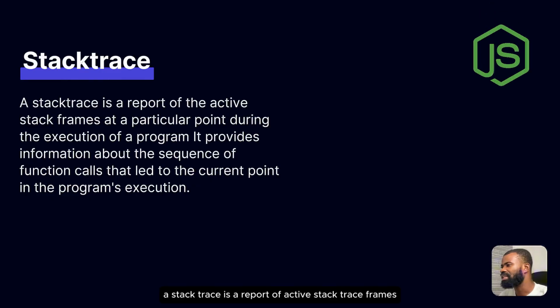A stack trace is a report of active stack frames at a particular point during the execution of a program. It provides information about the sequence of functions that have been called that led to the current point in the program execution. In Node.js, a stack trace is commonly used to diagnose and debug errors by identifying the sequence of function calls that led to that error.